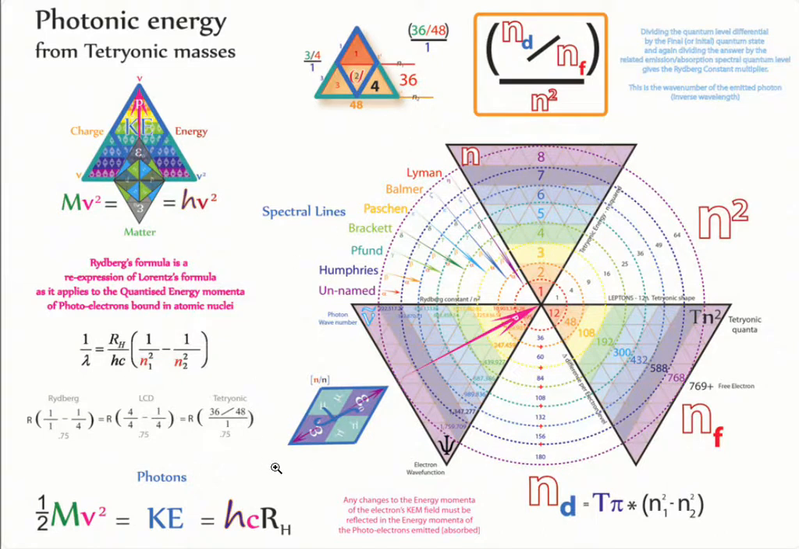Tetryonics reveals the exact relationships between all these distinct mathematical properties, something that's never been able to be determined. The math has worked, and it's just been left as a statement that the math works for all these spectral line series without an explanation of why the math works.